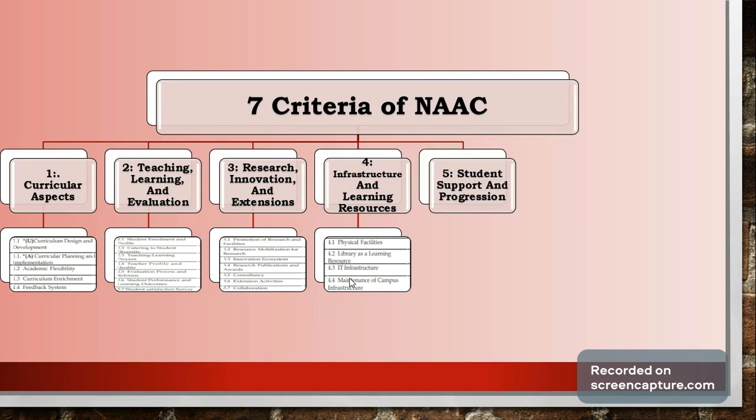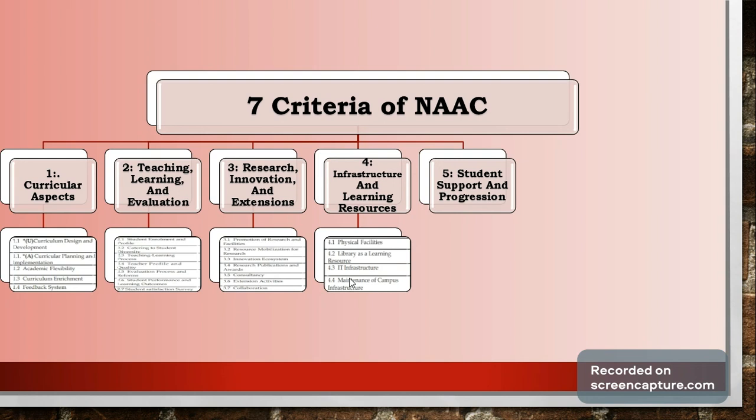The fifth criteria is related to student support and progression. So as the name suggests, it is related with the student support system and their progression. So the journey of the student is not restricted to the campus. From admission to study completion, they still have a long career ahead. So the major field of focus for this criteria is on ensuring proper participation of students in academic and student support side of institutions.